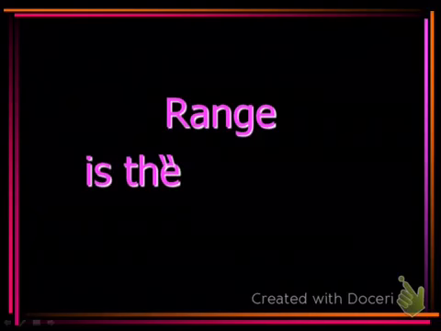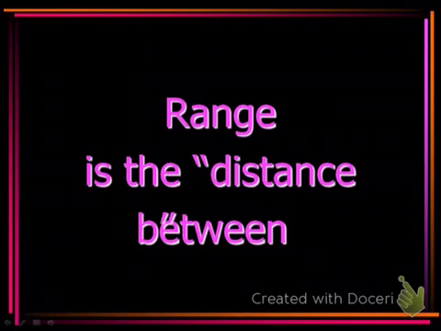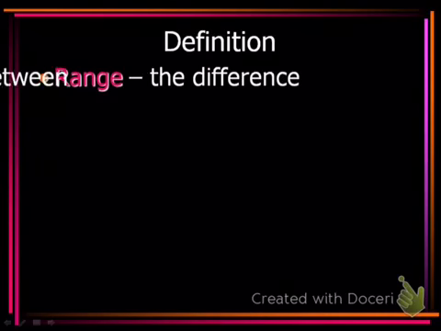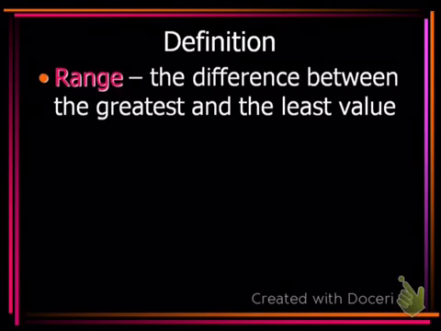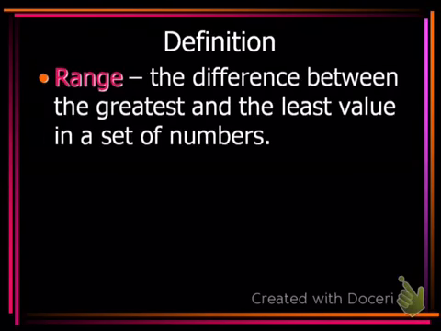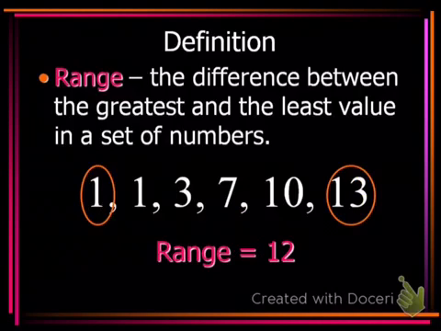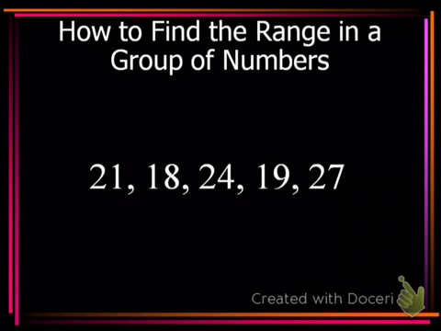The range. Range is the distance between. So the actual definition is the difference between the greatest and the least value in a set of numbers. So if we were given this set of data, 1, 1, 3, 7, 10, and 13, we would take the least number, which is 1, and the greatest number, which is 13, and we would subtract those, 13 minus 1, to get a range of 12.